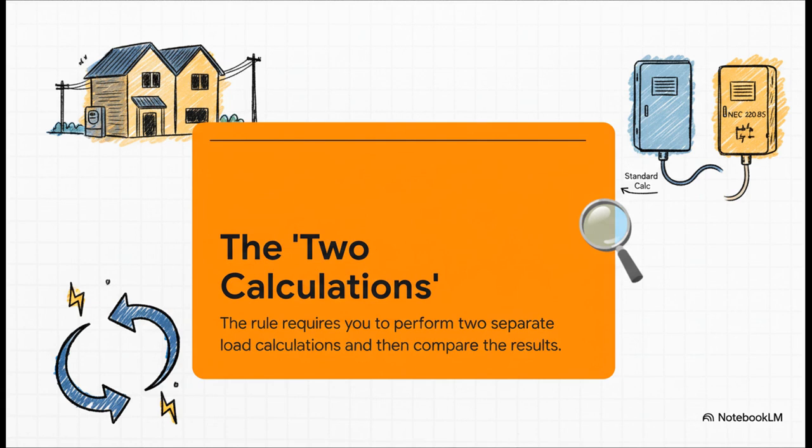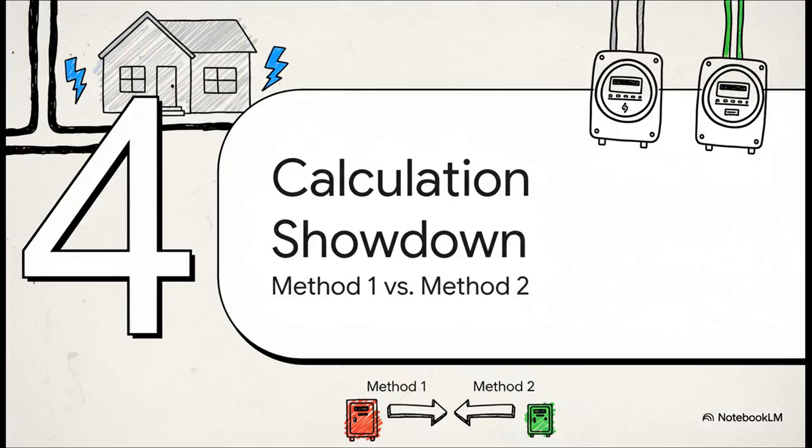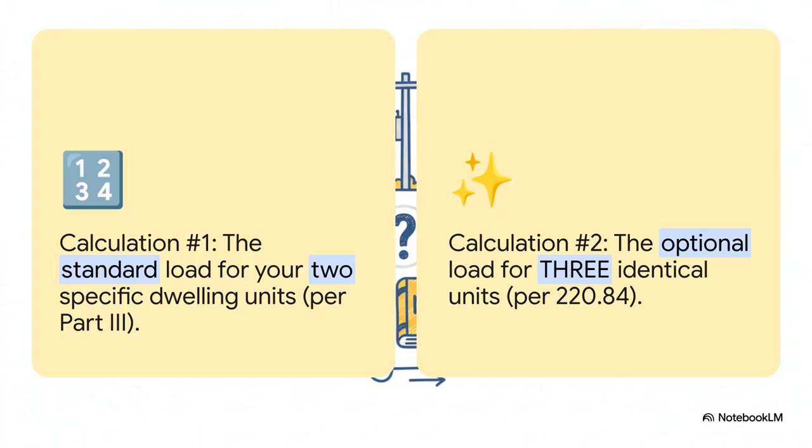Okay, now for the main event. The entire point of 220.85 is to get you to perform two completely separate calculations. It's not about replacing one method with another. Nope, it's about running the numbers two different ways and then just comparing the results to see which one works out better for you. And that brings us to what I like to call the calculation showdown. We're going to put these two methods side by side, put some real numbers to it, and see exactly how this whole thing works. Okay, here are our two contenders.